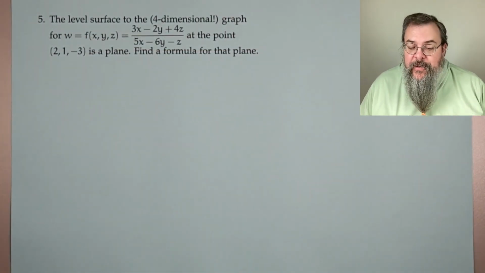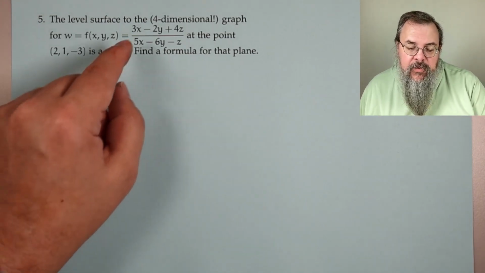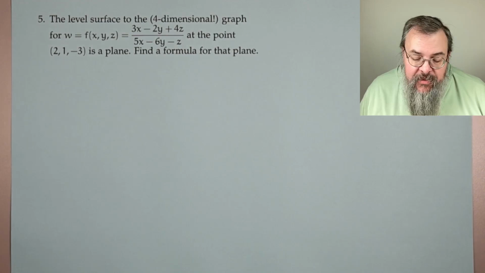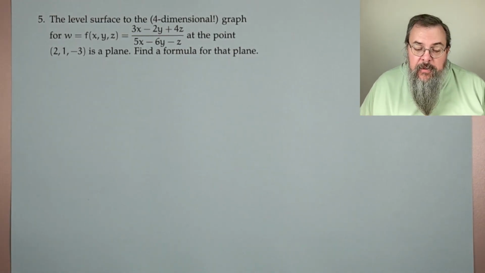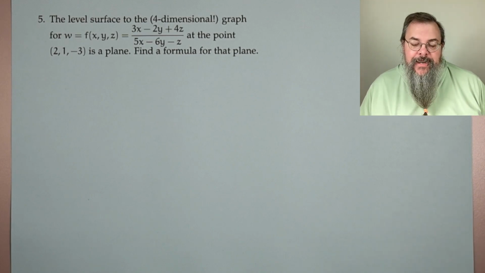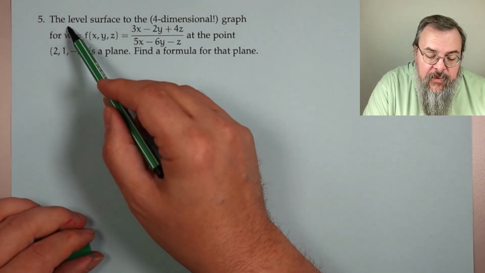The level surface to the four-dimensional graph for w equals f of x, y, z equals (3x minus 2y plus 4z) over (5x minus 6y minus z) at the point (2, 1, negative 3) is a plane. Find a formula for that plane. All right, so what do we do? Well, it's a level surface.